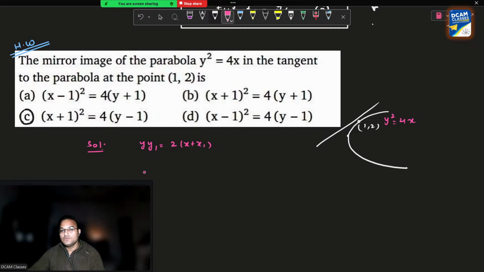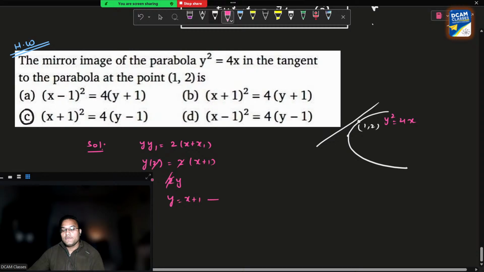But the point is (1, 2). So it will be y into 2 is equal to 2 into x plus 1. The 2 will get cancelled. y is equal to x plus 1 will be your equation of tangent.